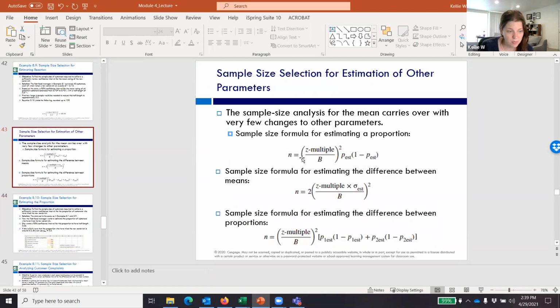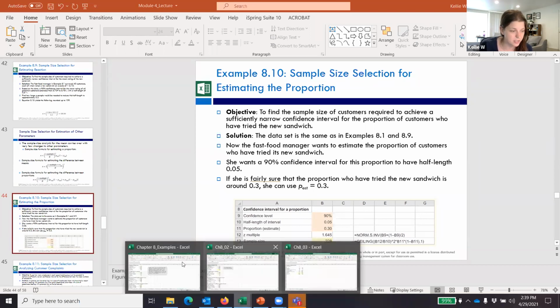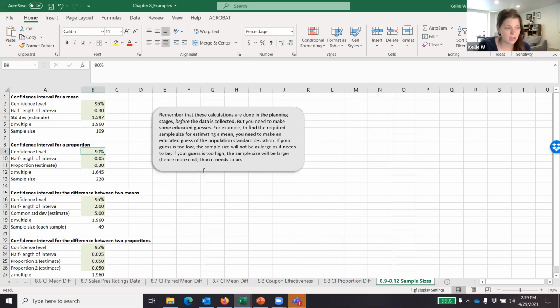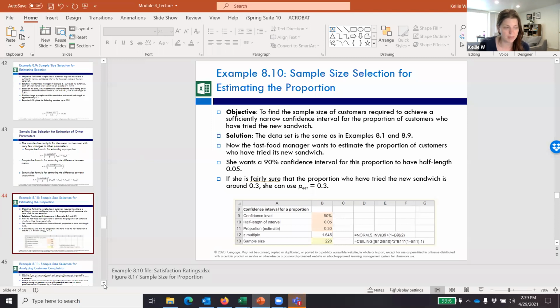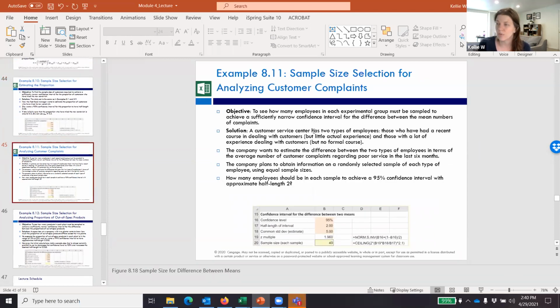So in this case, we're taking the same calculation as before, but then we have to multiply it by this factor using the estimate of the proportion. So that's why we need that additional information. It adds an extra calculation. But in our example, we would just plug in the confidence level, the new half length, the estimated proportion, and then we get a sample size of 228 would be needed for that. So when you're thinking about how to do these, the Excel template has everything calculated out, and it's just a matter of knowing, based on the objective, which formulas or which scenarios to use.